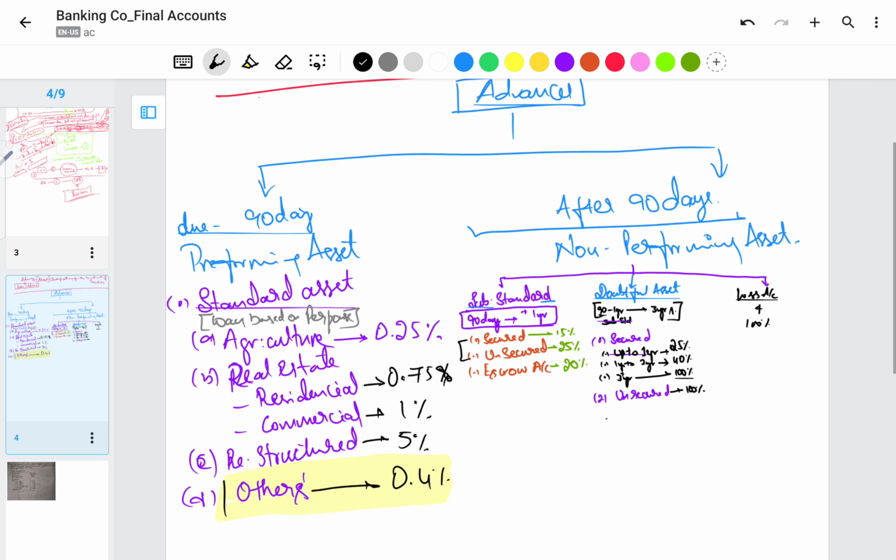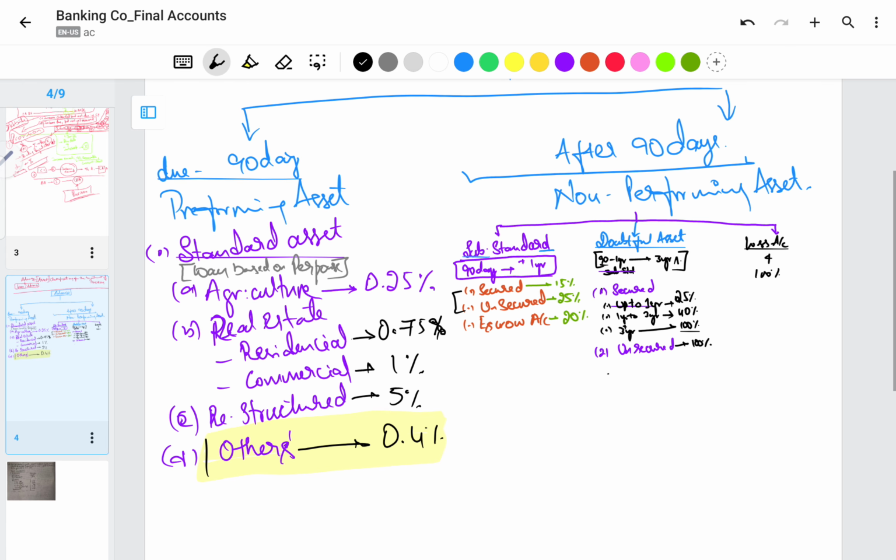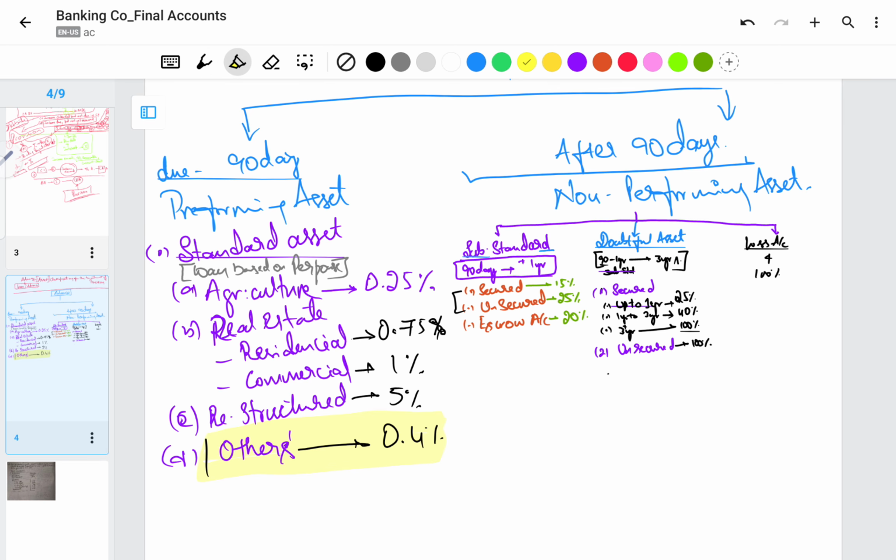Okay, a small recap. Advances are classified into performing assets and non-performing assets. Under performing assets, we classify under standard assets. Under standard assets, based on the purpose for which the bank has given the loans, we create a provision. If it is an agriculture loan which has defaulted and is within 90 days from the due date, then we provide 0.25% as a provision.